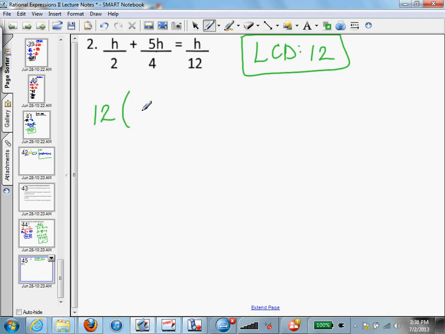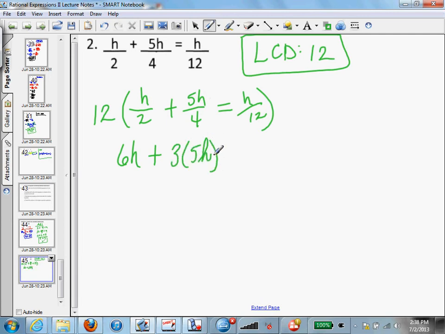According to our rules, we need to multiply the whole thing by the least common denominator. So we have 12 times the quantity h over 2 plus 5h over 4 equals h over 12. When we do that, we see that 12 times h over 2 leaves us with 6h, plus 12 times 5h over 4, that leaves us with 3 times 5h, equals 12 times h over 12, leaving us with just h. So simplifying, we have 6h plus 3 times 5 is 15, include our h, equals h.